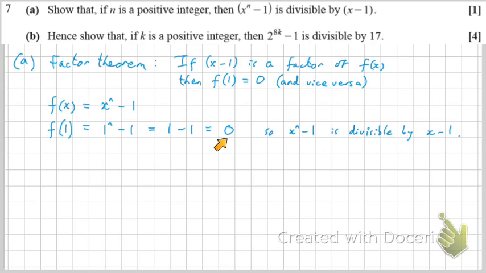And if f of 1 equals 0, then x minus 1 must be a factor of f of x, and therefore x to the power n minus 1 is divisible by x minus 1.